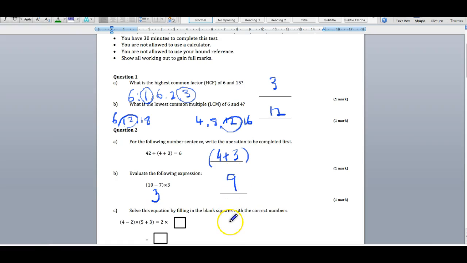All right, we can fit C in as well. Solve this equation by filling in the blank squares with the correct numbers. So 4 minus 2 is 2, which is already written here. And then 5 plus 3 is 8. Put the 8 here. Okay, and then 2 times 8 gives you 16. All right.